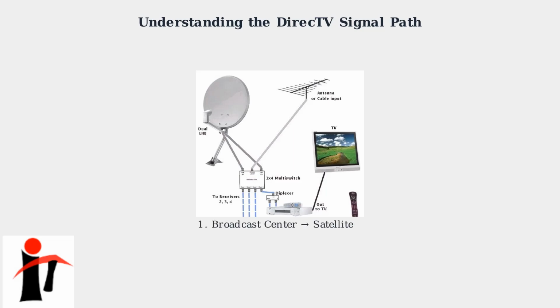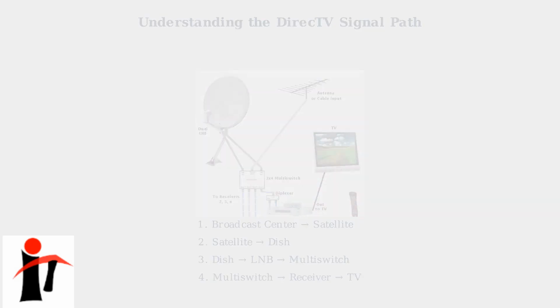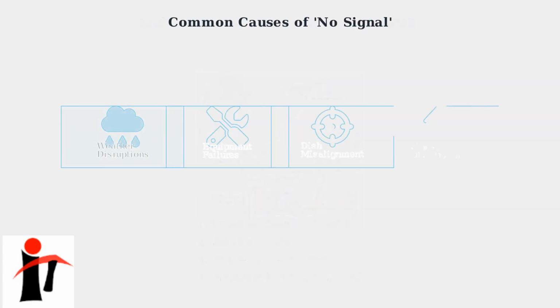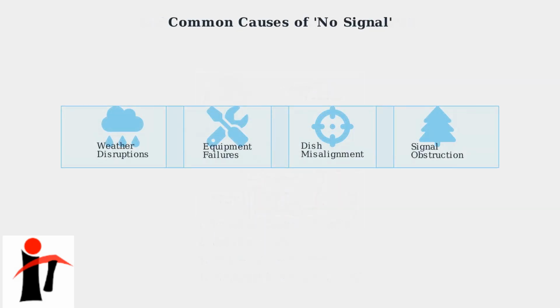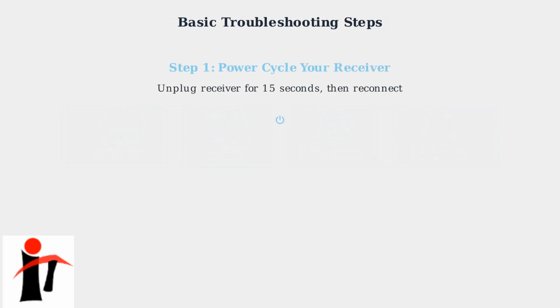The signal travels from the broadcast center to satellites in space, then down to your satellite dish. From there, it goes through the LNB, possibly through a multi-switch, and finally to your receiver and TV. The most common causes of no-signal issues fall into four main categories: weather-related disruptions, equipment failures, dish misalignment, and signal obstruction.